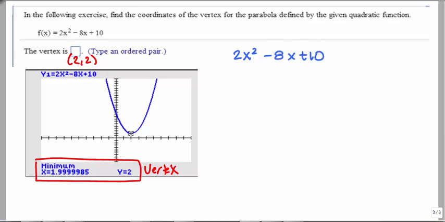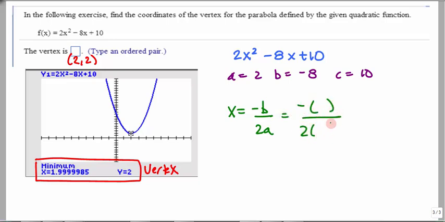And because it's in standard form, I know A is 2, B is -8, and C is 10. Then I use that formula from up above that said x equals minus B over 2A. Well, B was -8, and A was 2. Minus a negative is the same as a positive. 2 times 2 is 4. 8 over 4 is 2. So I know x is 2.